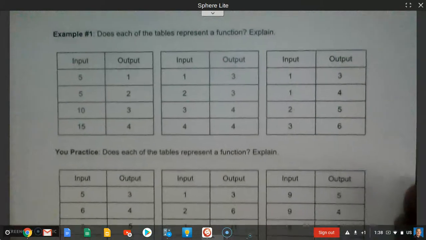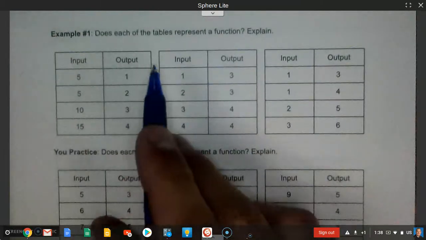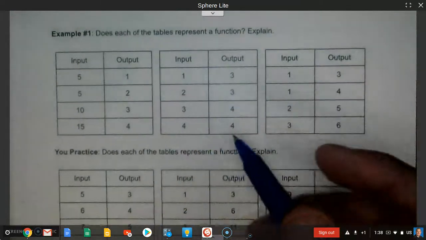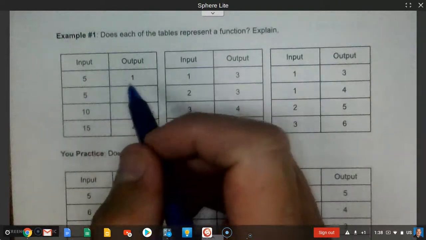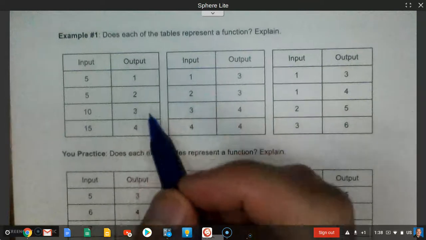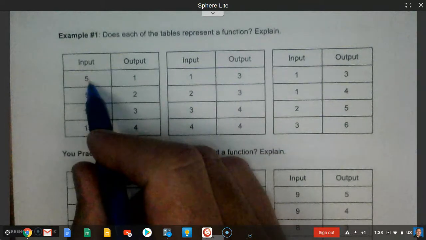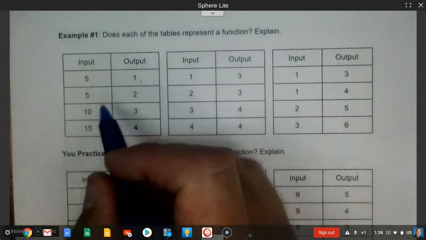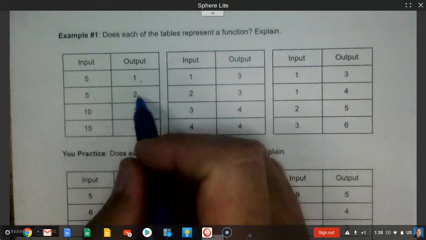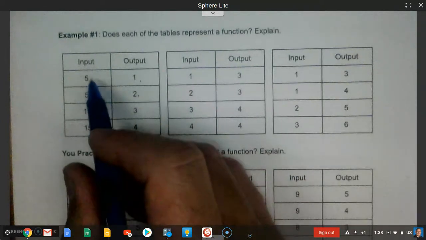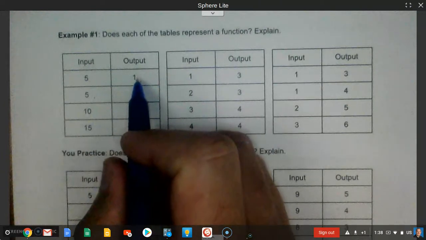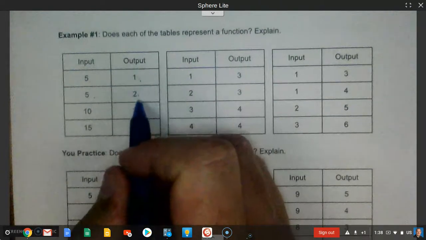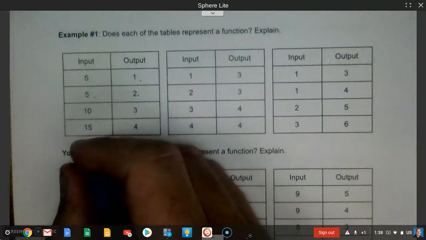So, does each of the following tables represent a function? We want to explain. So in this one, is this a function? For every input, is there exactly one output? Well, 5 has the output of 1. But then 5 also has the output of 2. So every input should only have one output, but 5 has 2 outputs. It has the outputs of 1 and 2. So this right here is not a function.